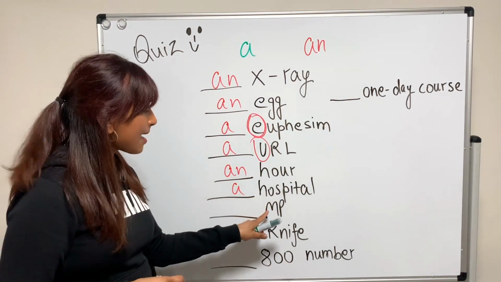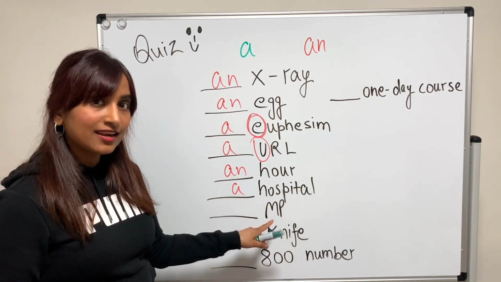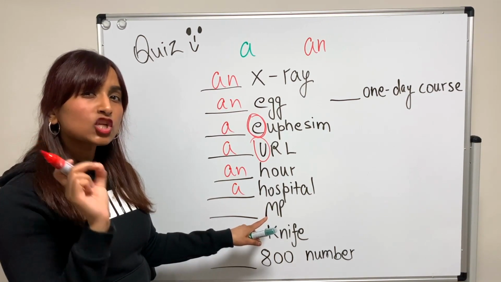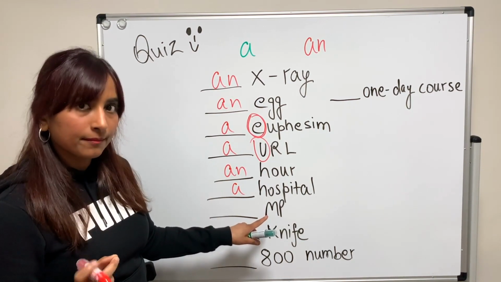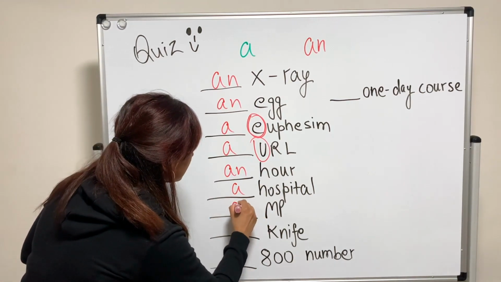MP. M is a consonant, but listen to the starting sound. M, E, N.